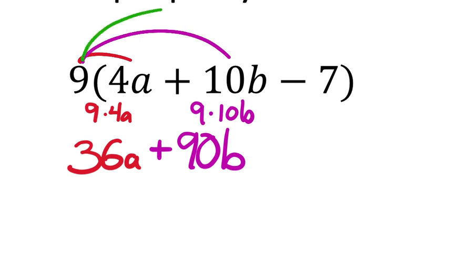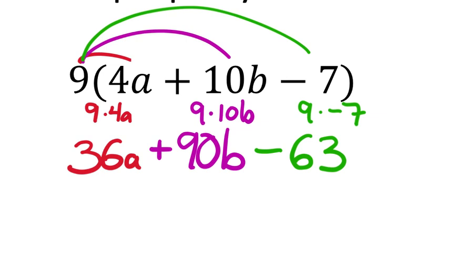Now this next one, when I distribute the 9, it's a 9 to a negative 7, so I'm going to show it as 9 times negative 7. And why is it negative? It's because the 7 takes the operation to its left as its sign. It's negative 7. So 9 times negative 7 would result in negative 63.